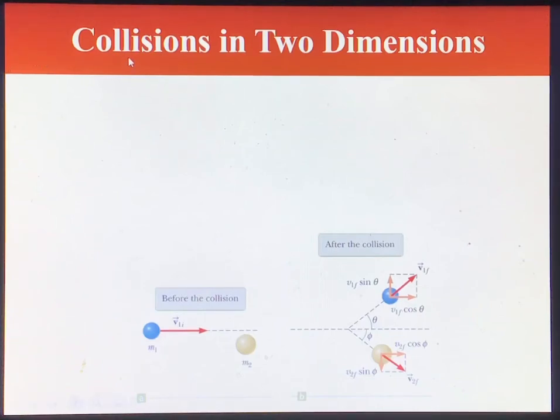In this video, we're going to talk about collisions in two dimensions. The picture here explains exactly how a collision in two dimensions takes place. You have a mass m1 that is moving with some velocity v1 initial, and a mass m2 that is at rest. When m1 collides with m2, notice that it gets deflected through an angle theta. Meanwhile, m2 gets deflected through an angle called phi.